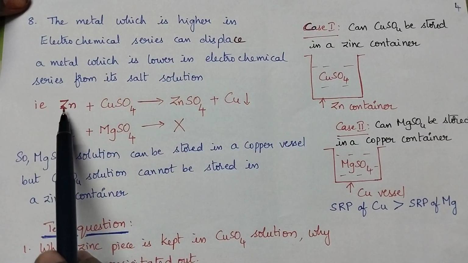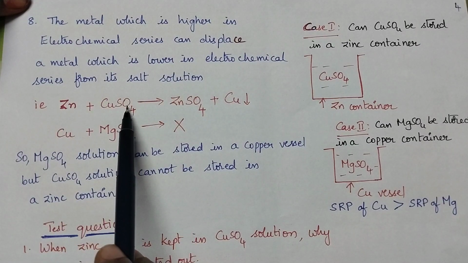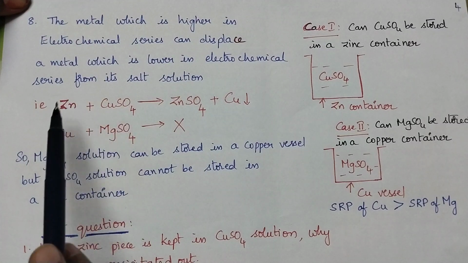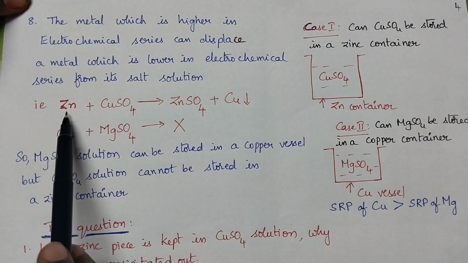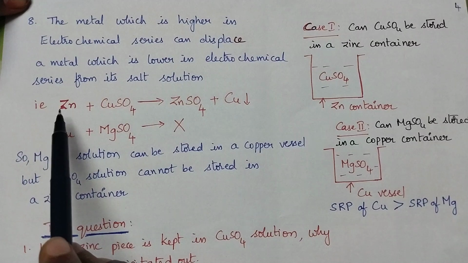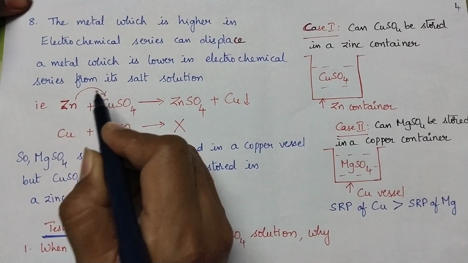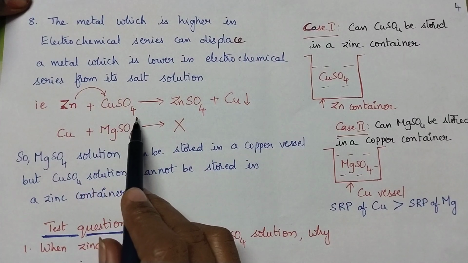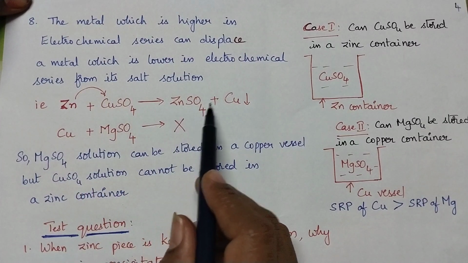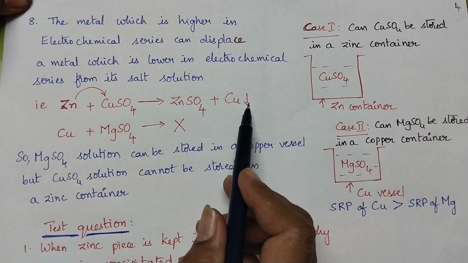Simply, whenever the zinc is treated with copper sulfate solution, what happens? Zinc is higher in the electrochemical series. So it is highly active. It readily replaces the copper from the copper sulfate solution. So we will get zinc sulfate and the copper will be precipitated.